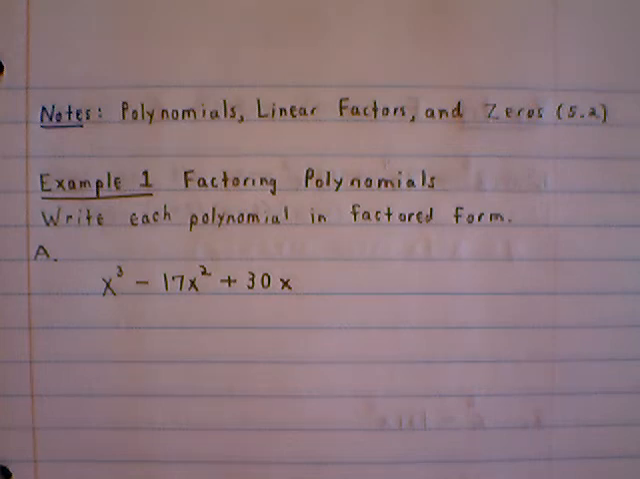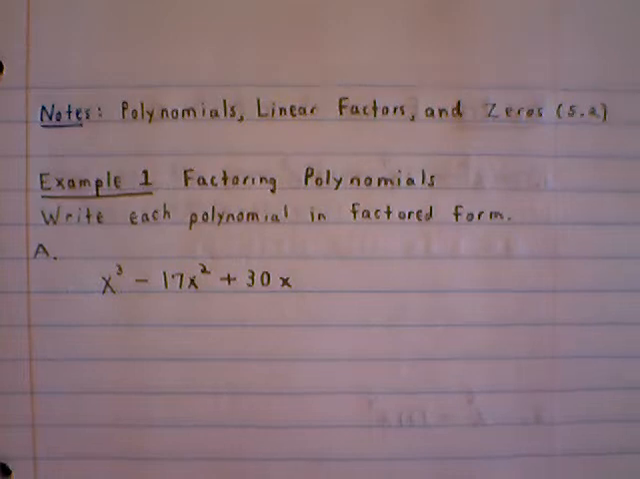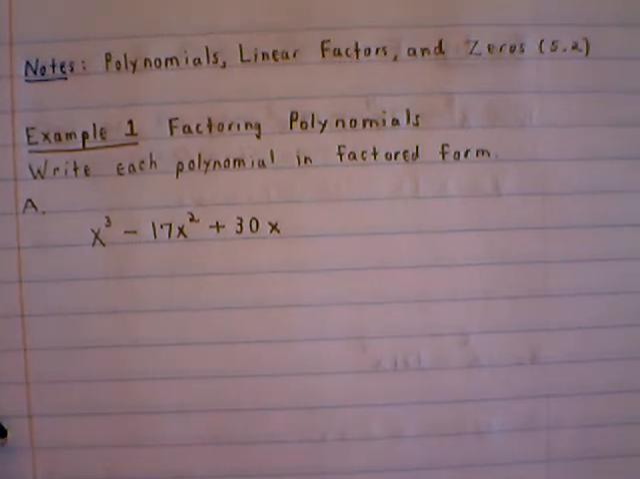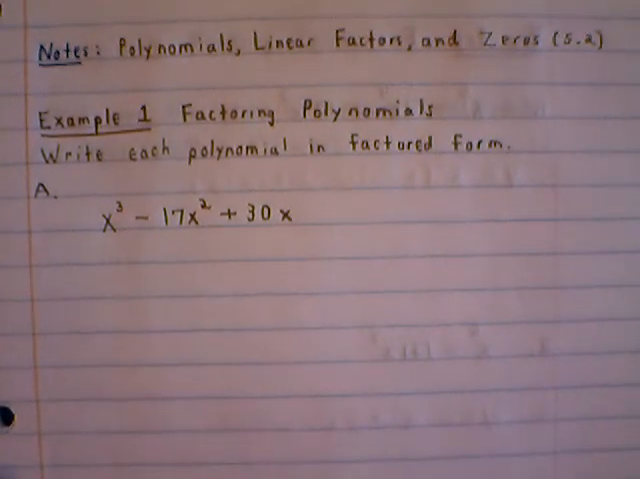All right, this is a video on polynomials, linear factors, and zeros. So we're going to be looking at factoring polynomials and finding where they equal zero in this video. To start off, we're going to talk about just factoring polynomials. Example 1: write each polynomial in factored form.